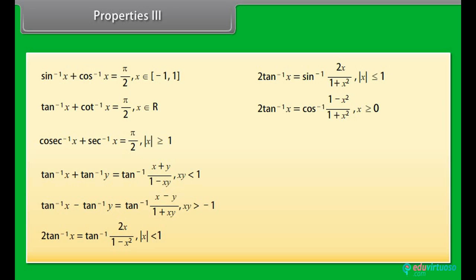x is greater than or equal to 0. 2 tan inverse x is equal to tan inverse 2x by 1 minus x square, where minus 1 is less than x is less than 1. Proof of properties 1. Let's prove some of the identities.